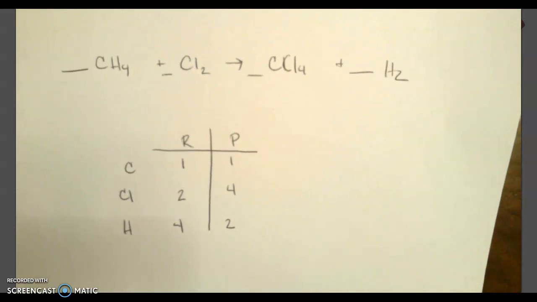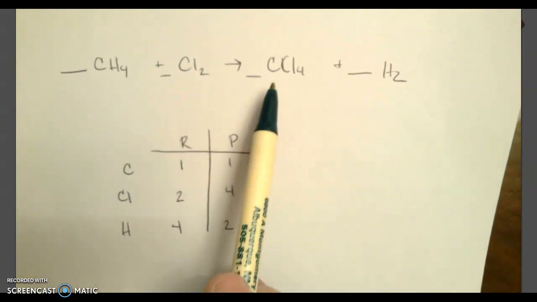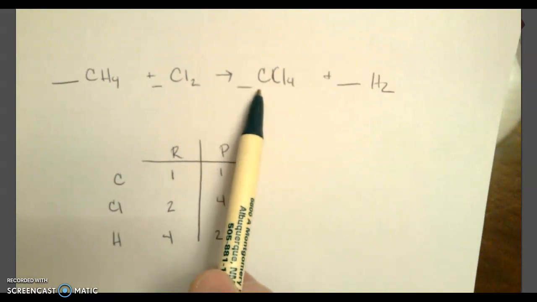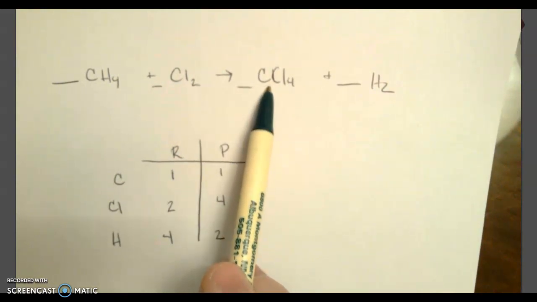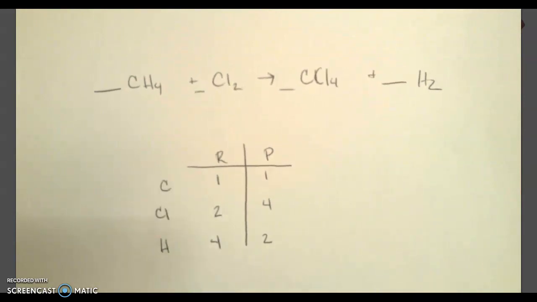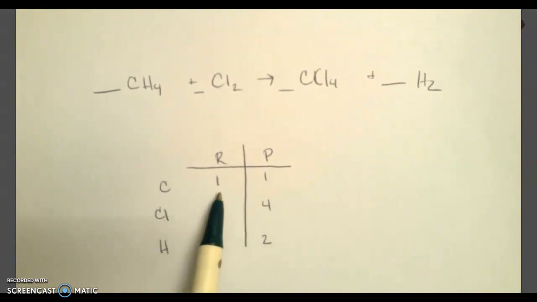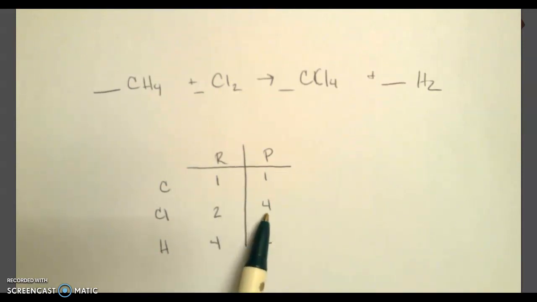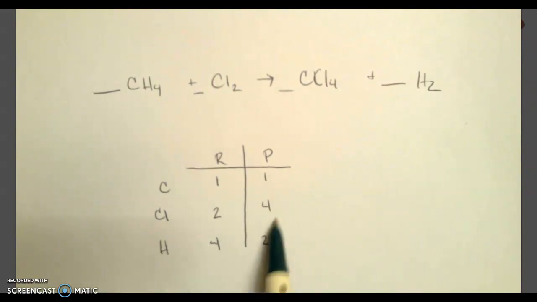For this problem, we've got methane and chlorine gas producing tetrachlorocarbide, not sure about that, plus hydrogen gas. And we're going to go ahead and run through this here. I've got 1 of each carbon, got 2 chlorines and 4 chlorines, and I've got 4 hydrogens to 2 hydrogens, so we can see it's not balanced. I will say that this would have been easy to accidentally flip, so again, just trying to be careful when you're putting those numbers in that you're putting them in the right spot.